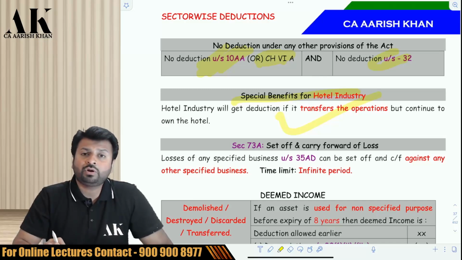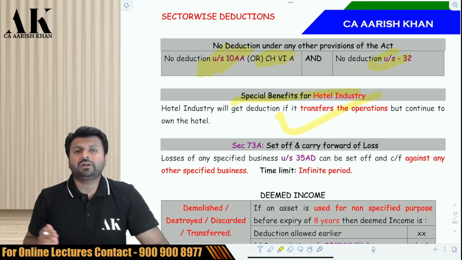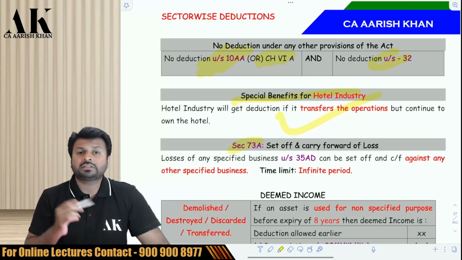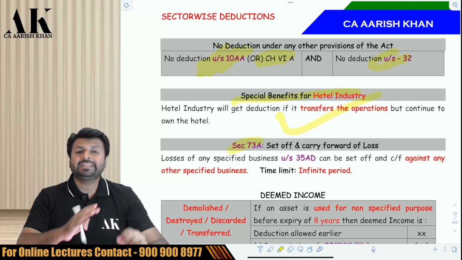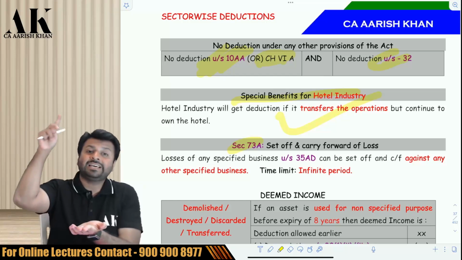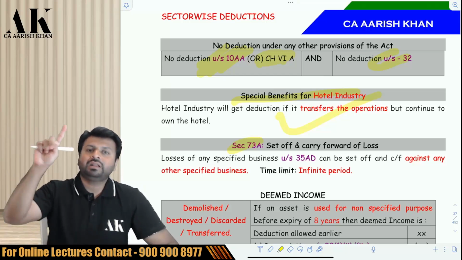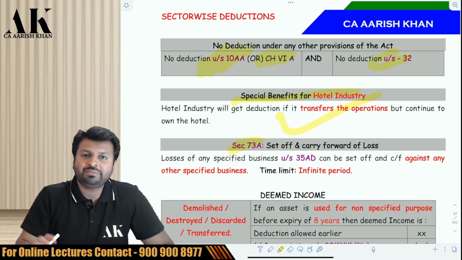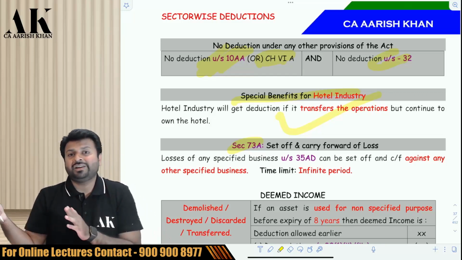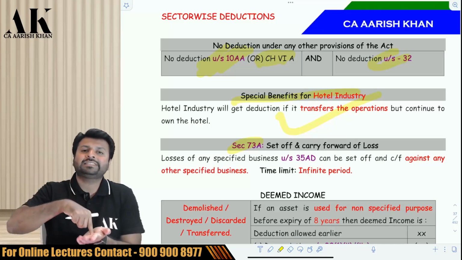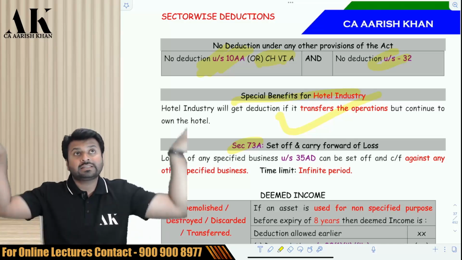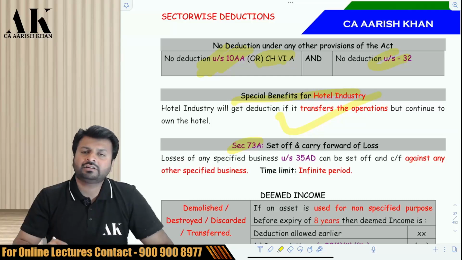There are bound to be losses under income tax law. So what will be the treatment of that loss? That loss will be carried forward and set off as per Section 73A. It can be set off only against any other specified business, not against other businesses. It can be carried forward for an infinite number of years. There is no time limit in carrying forward, but there is a restriction in setting off. You can set off only against any other specified business, not against other businesses which are not specified under 35AD.